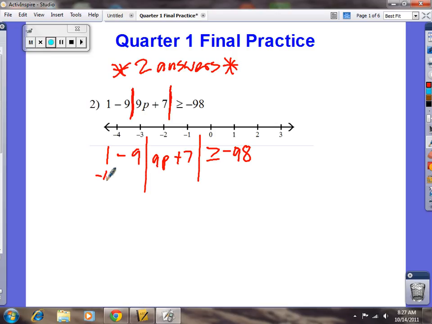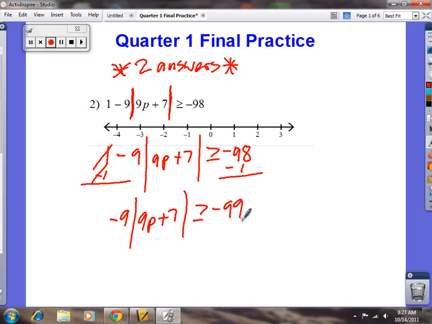Minus 1, minus 1. And that's now gone. Now you've got just a negative 9 times the absolute value of 9p plus 7 is greater than or equal to a negative 99. Okay, now how do you undo the negative 9? You got to divide by a negative 9.